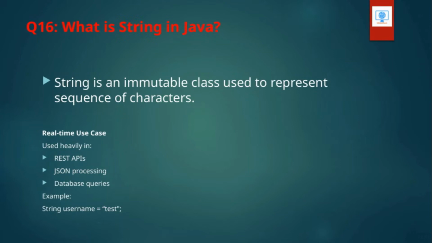Let's talk about the String class in Java. It's an immutable class, which means once a string object is created, it cannot be changed. This makes strings very reliable and safe to use across different parts of your program. Strings are used to represent sequences of characters, like words or sentences, in a very straightforward way.